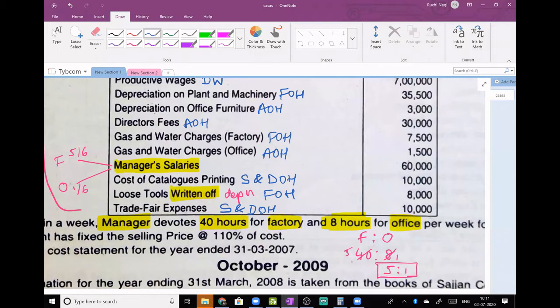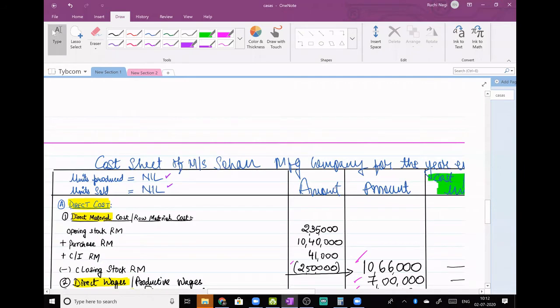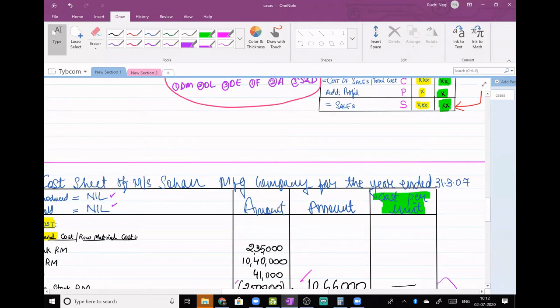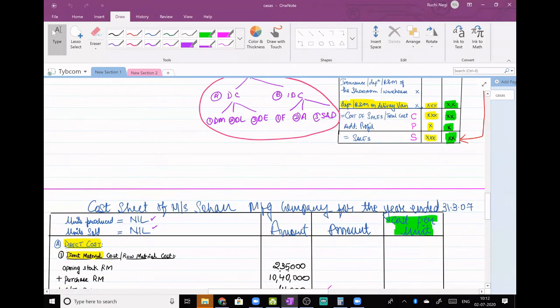Fine. Now let us draw our cost sheet. Make a cost sheet in this order. Cost sheet of Messrs. Sohan Manufacturing Company for the year ended 31st March 2007. 1, 2, 3, 4 columns. First column is about units produced, units sold. Draw it up in this manner. Units produced, not given in the question, so it is nil. Units sold, nil, not there in the question.